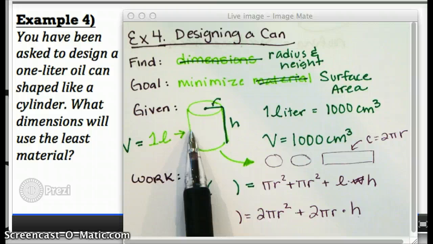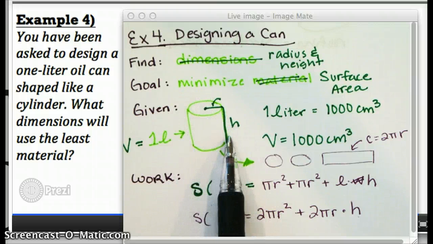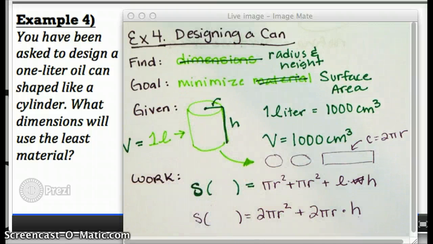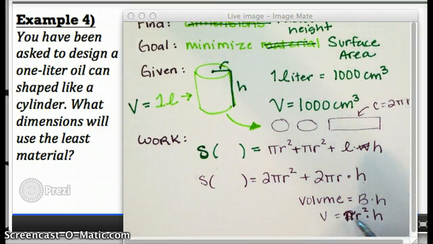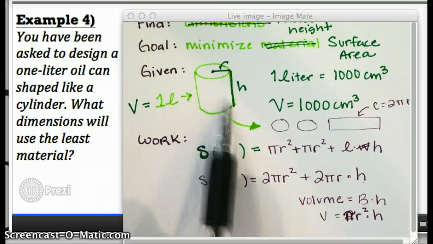Volume of a cylinder really depends on its radius and its height. And we have a formula for how. The volume of a cylinder is the area of the base times the height of the cylinder. And the area of the base is pi r squared because the base is a circle.